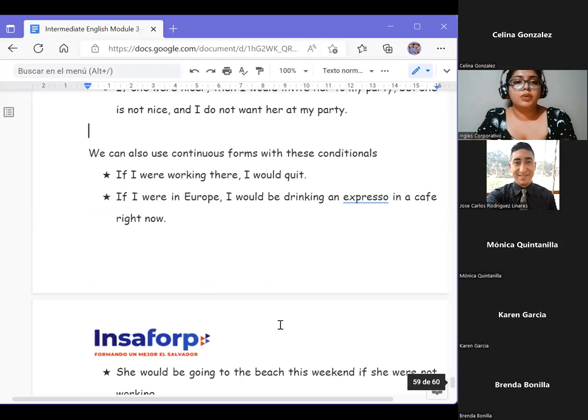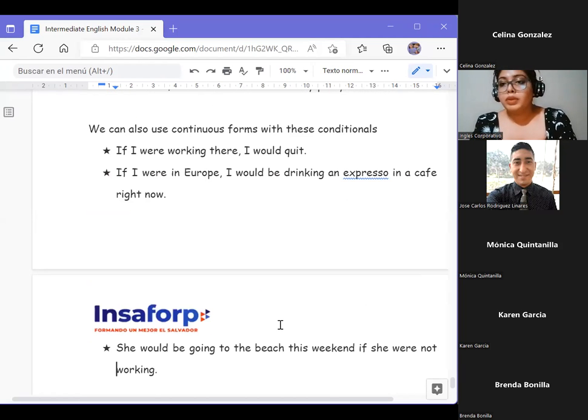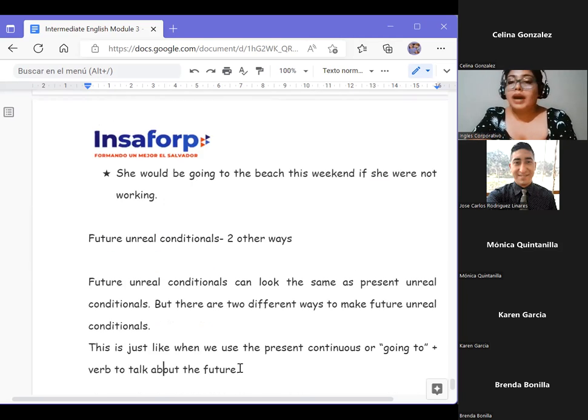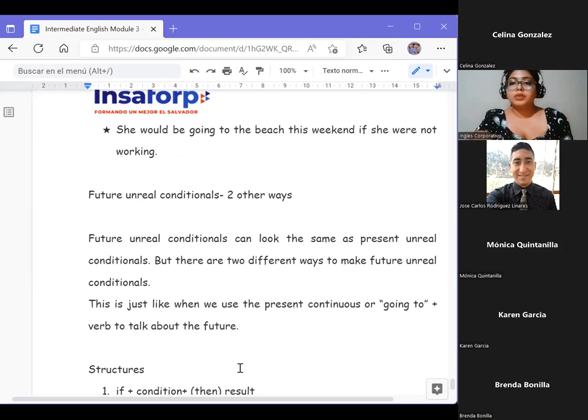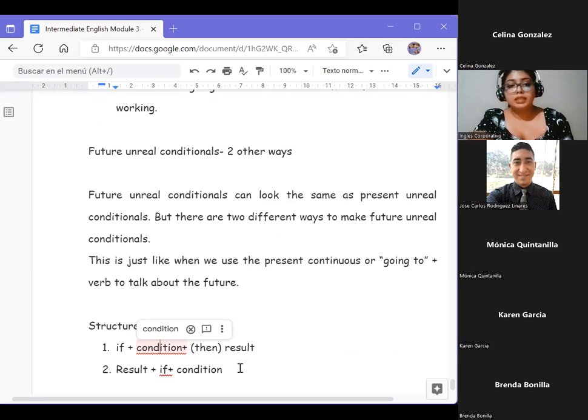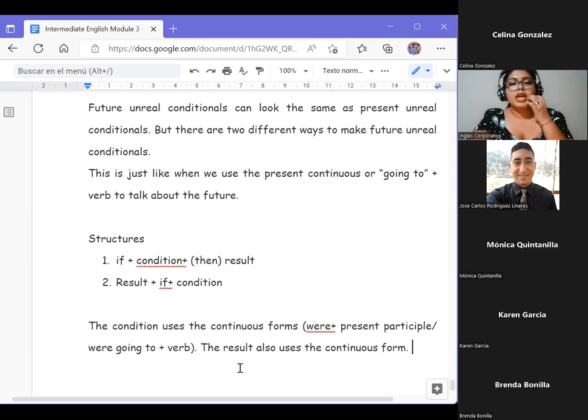Then we have the other one that says we can also use the continuous form with this conditional, that is the ing form of the verb, in which we can use this unreal conditional. Then we have the future. We have two other ways in which we can express this unreal conditional. And it says that future unreal conditionals can look the same as present. But there are two different ways to make a future unreal conditional. It is just like when we use the present continuous or going to, and we have the structure, if plus condition plus then the result, or the result plus if plus condition. The condition uses the continuous form were plus present participle, we're going to plus verb.